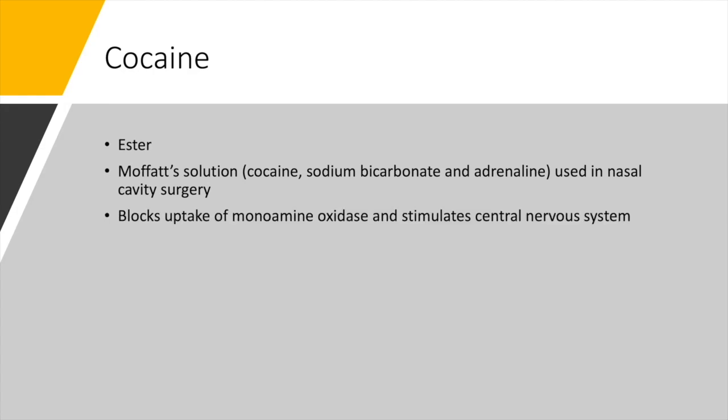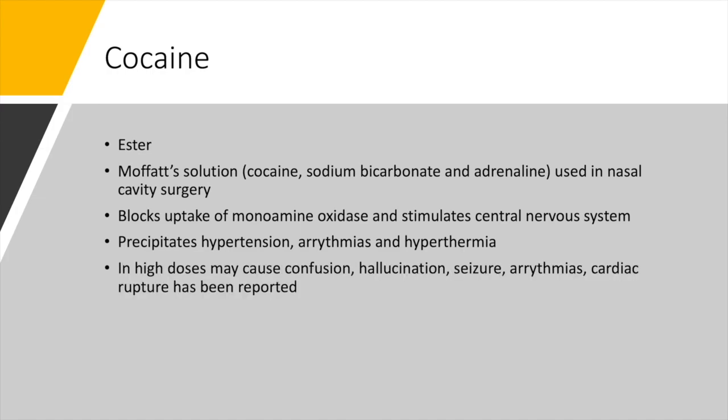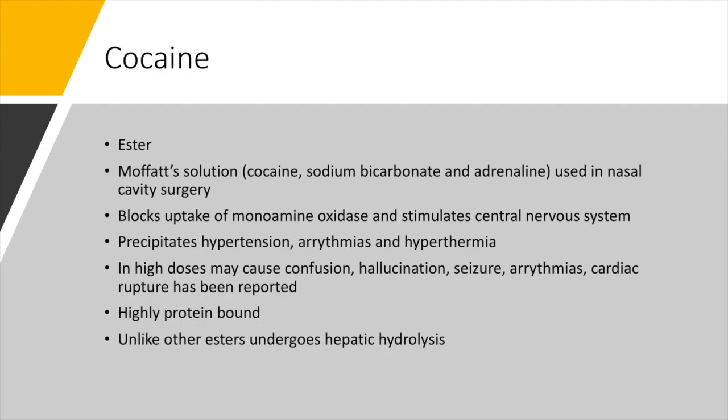Cocaine works by blocking reuptake of monoamines. It stimulates the central nervous system. It can precipitate hypertension. It can cause arrhythmia. It can cause high temperatures, and in higher doses, it can cause a number of adverse effects. Cardiac rupture, in particular, seems to be quite worrying. It's highly protein bound, and as I've already said, it undergoes hepatic hydrolysis.